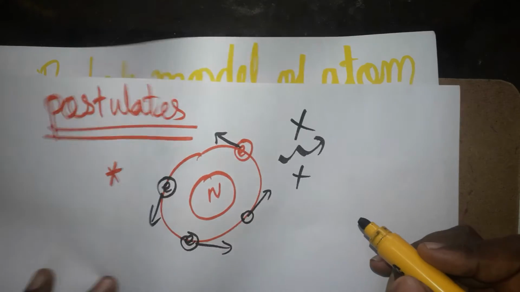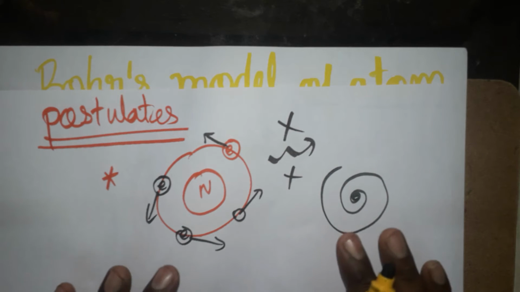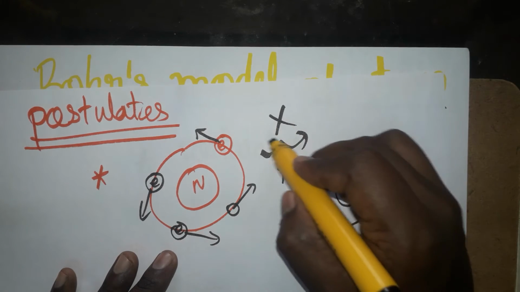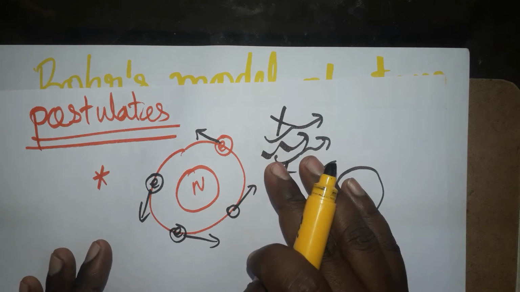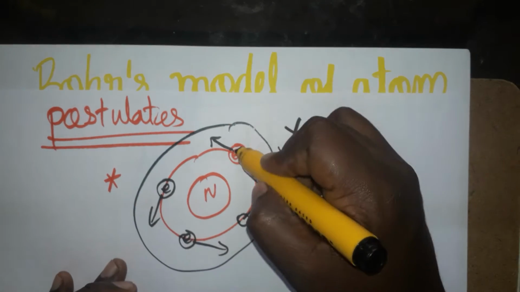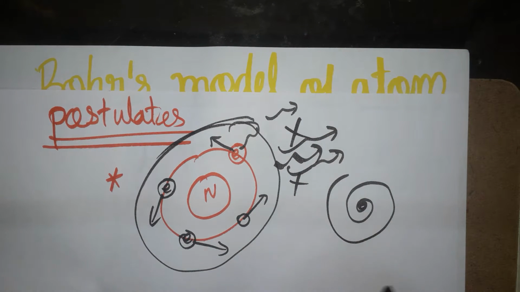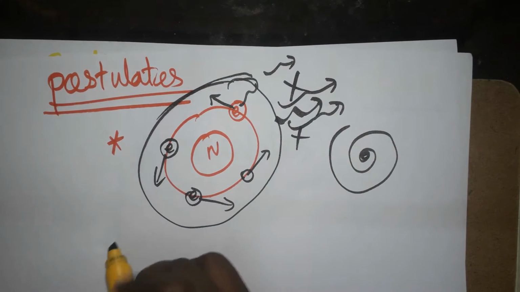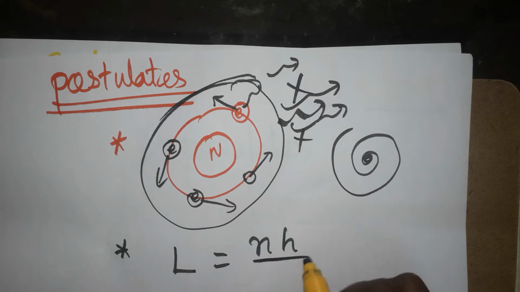In case it were emitting radiation, the electron would finally fall into the nucleus and the atom would become unstable. The atom is stable, so in this position it does not emit electromagnetic radiation. When the electron is accelerating in its own orbit, it does not emit electromagnetic radiation. But when the electron jumps from one orbit to another orbit, it produces the electromagnetic spectrum. So the first Bohr's postulate: when the electron is moving in its own orbit, it does not emit electromagnetic radiation. The second one, angular momentum is equal to n h divided by 2 pi.